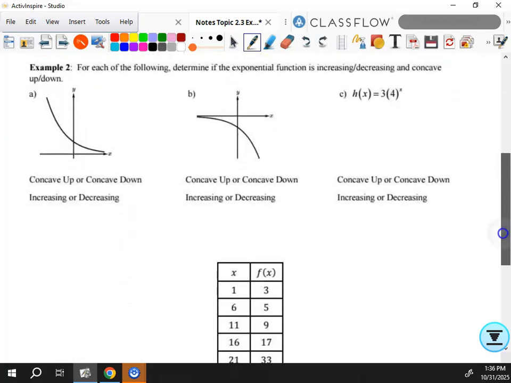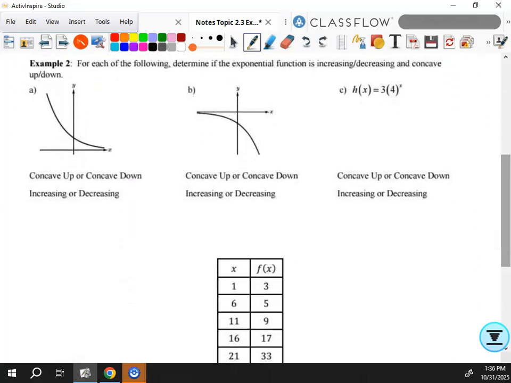All right. So this should be a piece of cake right here. For each of the following, determine if the exponential function is increasing or decreasing or concave up or down. Do I need my fun chart? Not really. No, because I'm not talking about rate of change, right? If I write down my fun chart every single time I ever do anything, that's when we get confused about when we're supposed to use it. Only if I care about, this has nothing to do with rate of change.